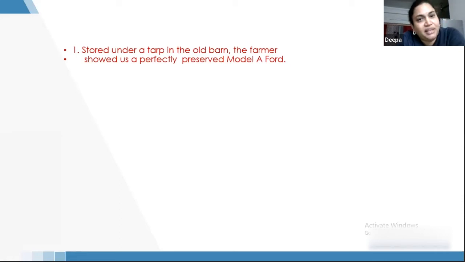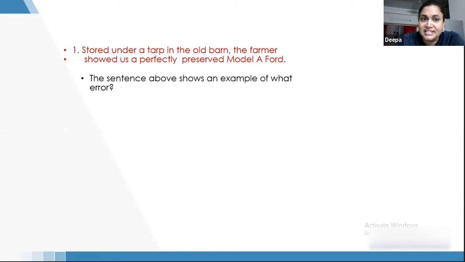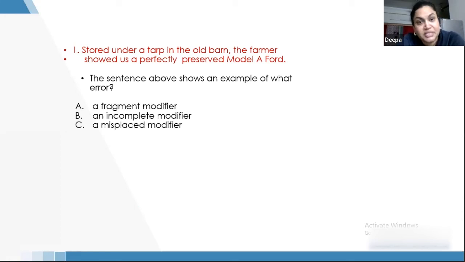Stored under a tarp in the old barn, the farmer showed us a perfectly preserved Model A Ford. The sentence above shows an example of what error? A fragment, is it a fragment modifier? Is it an incomplete modifier, or is it a misplaced modifier? What was stored under a tarp in the old barn?